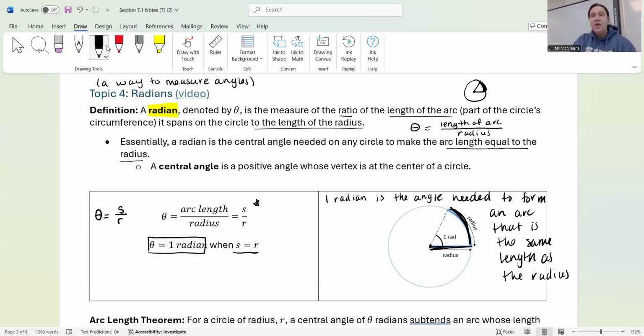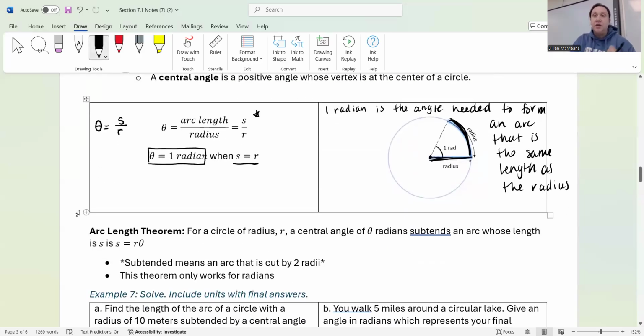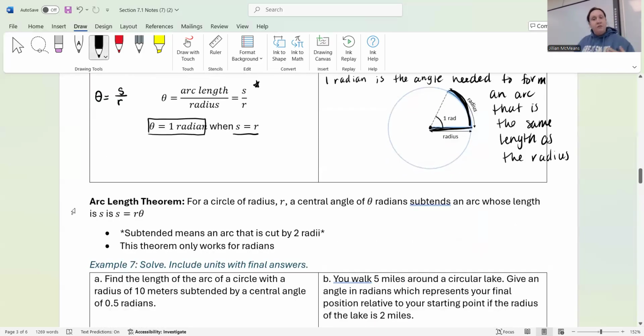Now that leads us to something called the arc length theorem. We now have a way to find a measure of the length of an arc. The arc length theorem says that for a circle of radius r, a central angle of theta radians subtends an arc whose length is s equals r theta. Very wordy, very formal, but let's break that down. We're saying that we can find the length of an arc using this ratio right here.